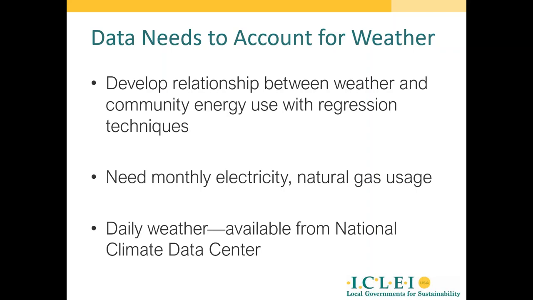In order to account for weather, there is some additional data you need to collect beyond what's typically done for a greenhouse gas inventory. You'll need monthly electricity data rather than just annual. That usually requires an additional data ask to the utilities, the electricity and natural gas providers. The weather data, fortunately, is something you can go to the National Climate Data Center and just download a file with that. Next slide, please.